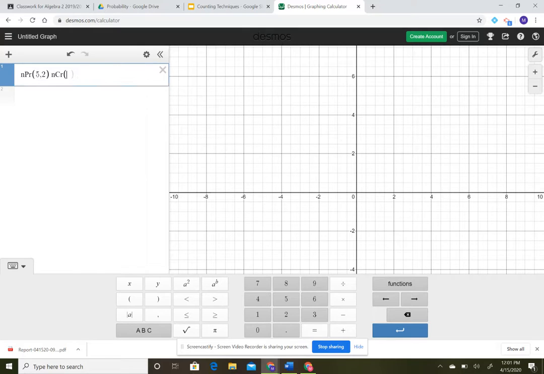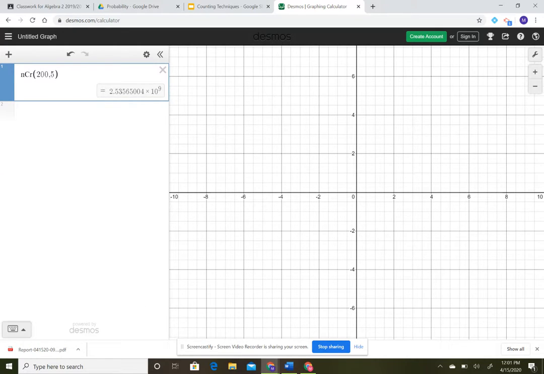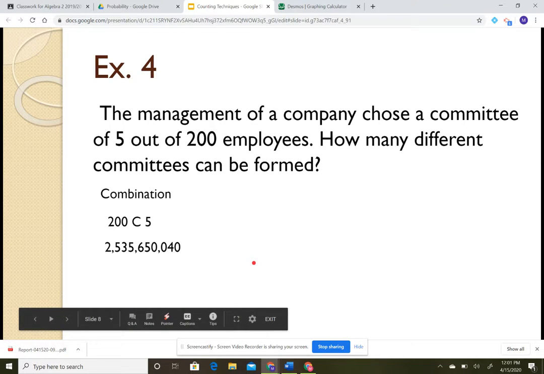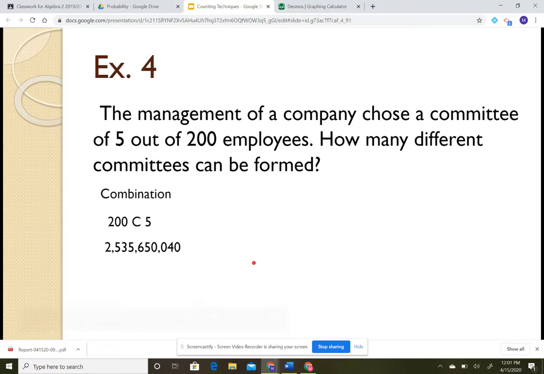Again, on your Desmos calculator, go back under the keyboard, under your functions. We're going to do nCr this time. Let's go back and delete the nPr. And do 200, comma 5. Notice it gives me that in scientific notation. Remember, it's a positive 9, so that means move your decimal to the right 9 times. So our answer on this one is 2,535,000,000, and so on and so forth.